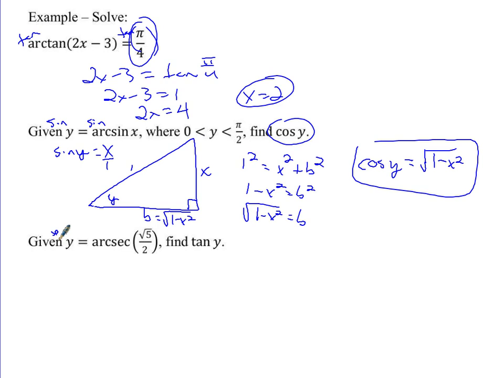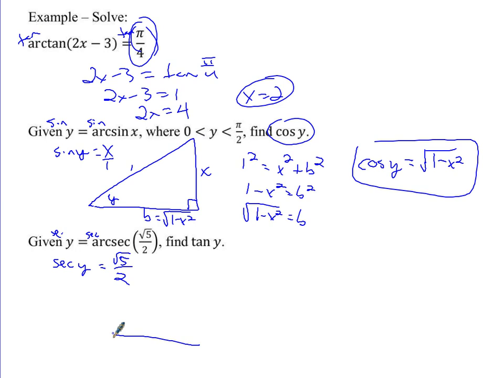All right, apply secant to both sides. Oh, that's arc secant. So now we have secant y equals square root of 5 over 2. Now what? Okay, set up a triangle.